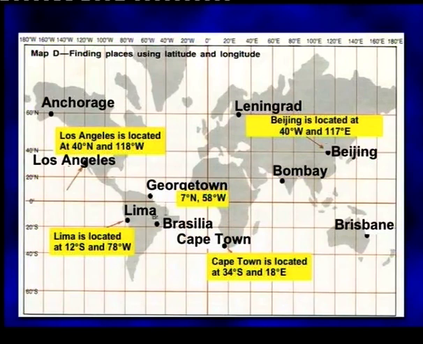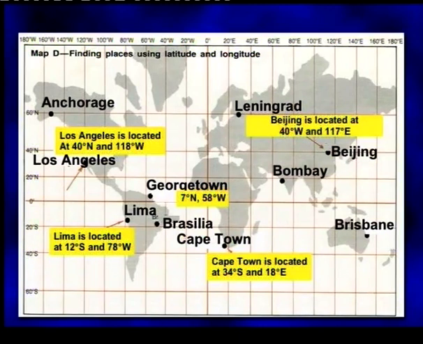Okay, Georgetown, what does it say? How many degrees north is it? Okay. And 58 degrees west. So Georgetown is located 7 degrees north. It's just above the equator, right? It's measured 7 degrees north and 58 degrees west because it's in the western hemisphere. In which continent is it? Georgetown is in which continent? South America. All right, good.